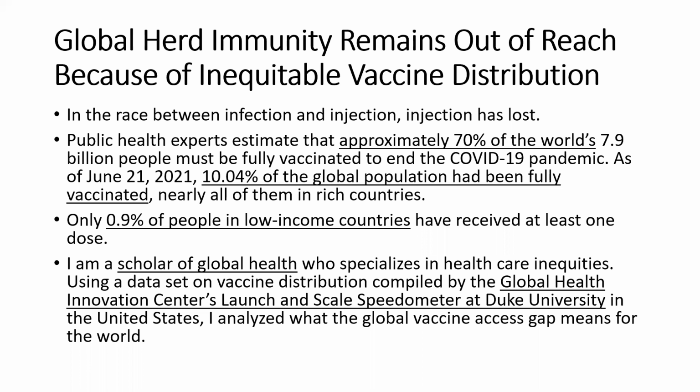And again, when we talk about global herd immunity, I don't think we're going to be able to reach that, because only about 1% of people in low income countries have received at least one dose. So the problem is, you can do 70% of the US vaccinated, all right, but the world in general, less than 10%. So the idea that you're going to get global herd immunity because of vaccination distribution is not possible.